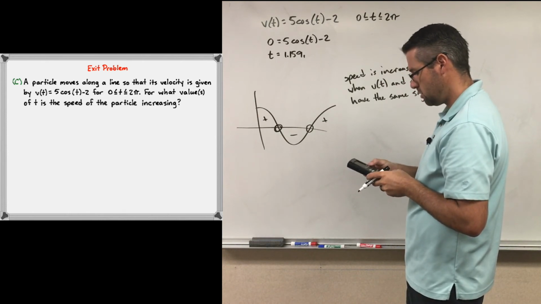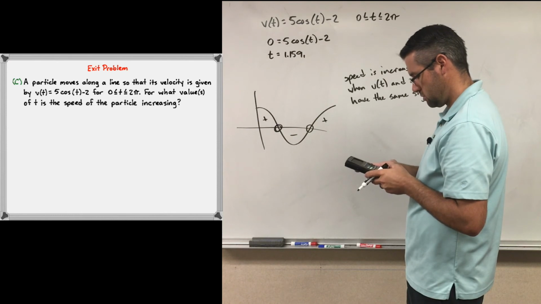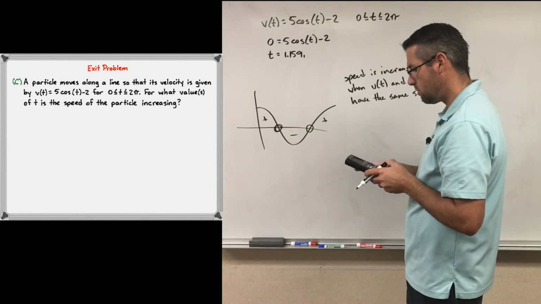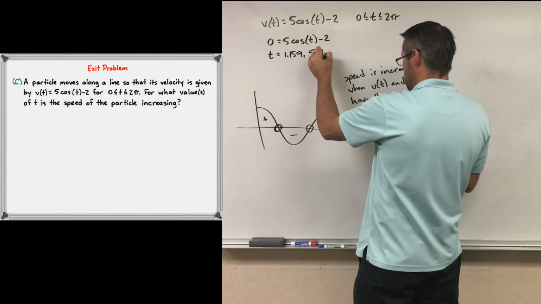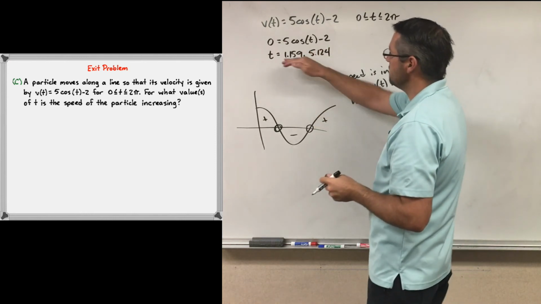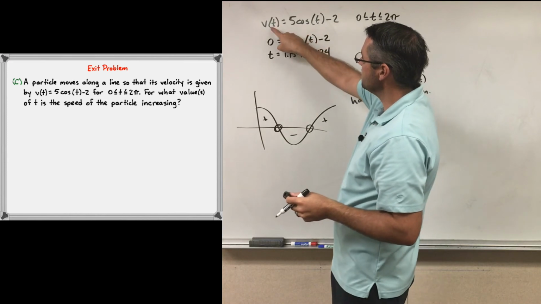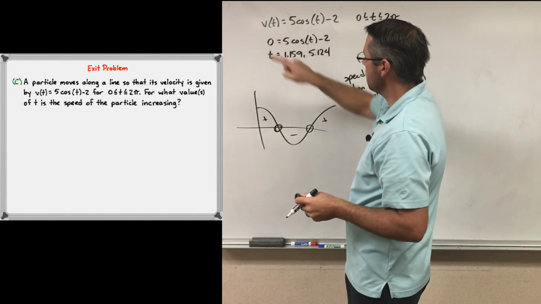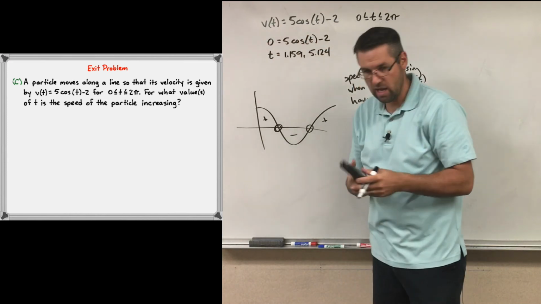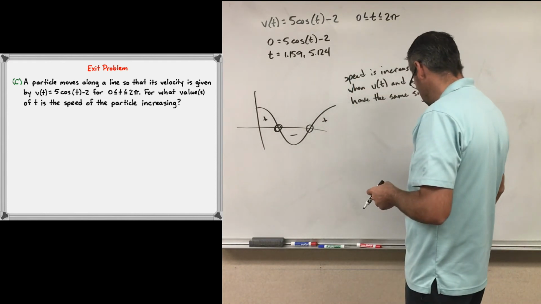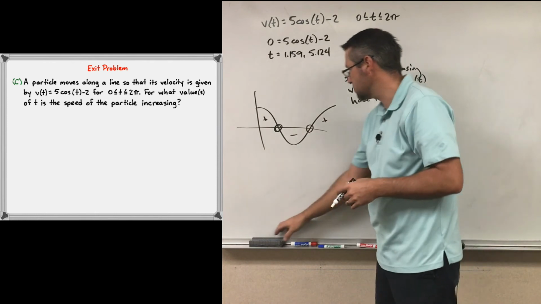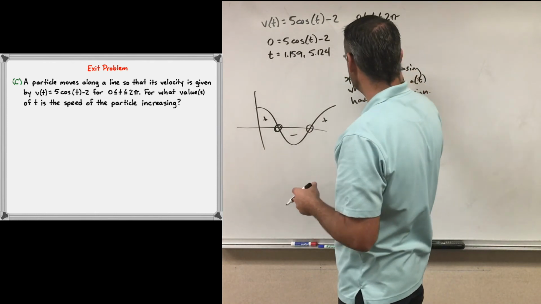Oops. Pushing the wrong buttons. Lower bound and 6. How about that? All right, so we end up with 5.124. So these are the two values when the velocity is equal to 0. Okay, and by the way, if you don't know how to use your calculator to find the zeros, I have a video on that in the introductions playlist for calculus.